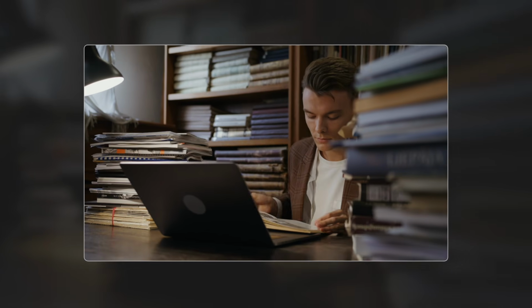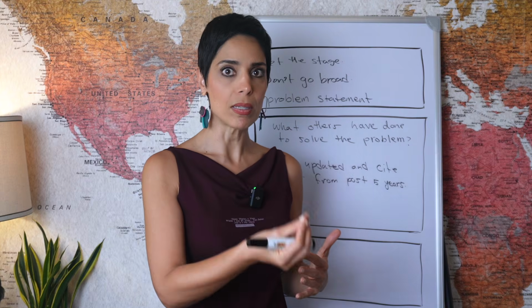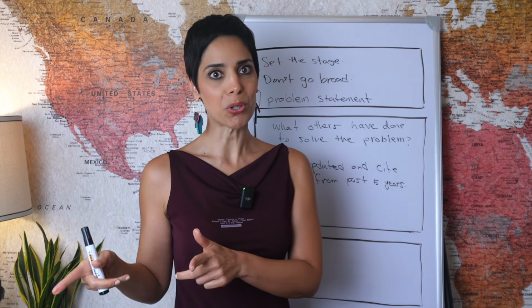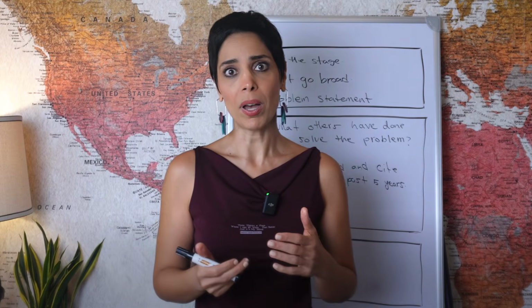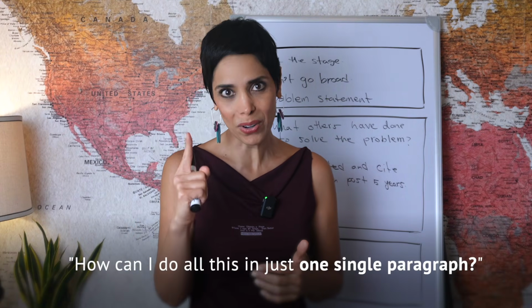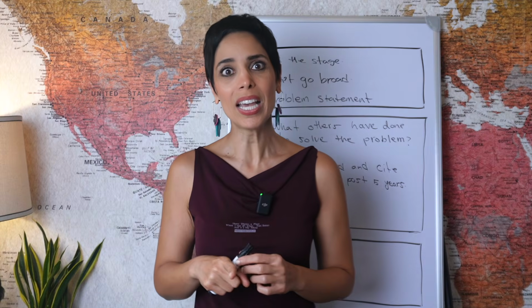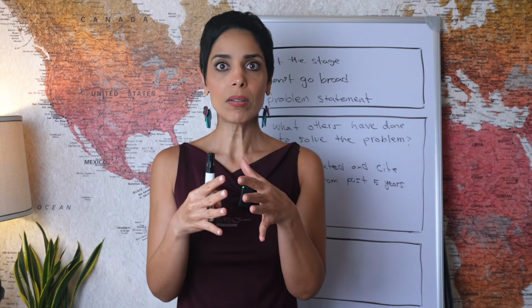So review all the relevant documents and reports from the past 5 years and focus on discussing exactly what's been done to address the problem you are targeting. Now, here's the question I get all the time. How can I do all this in just one single paragraph? I understand it's difficult. To avoid making this section too long, cluster references.